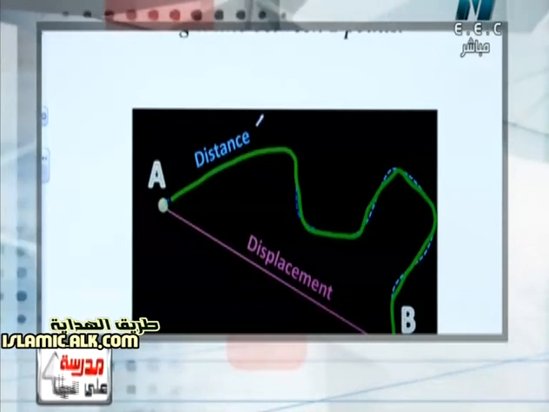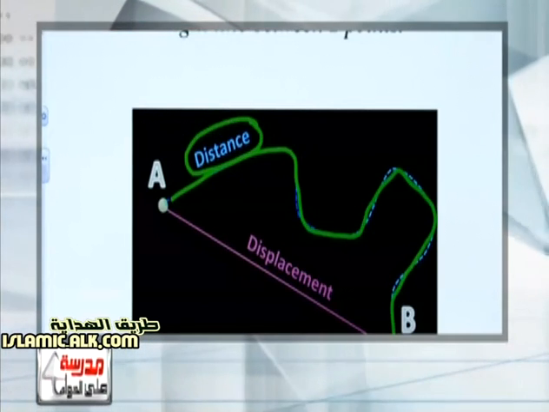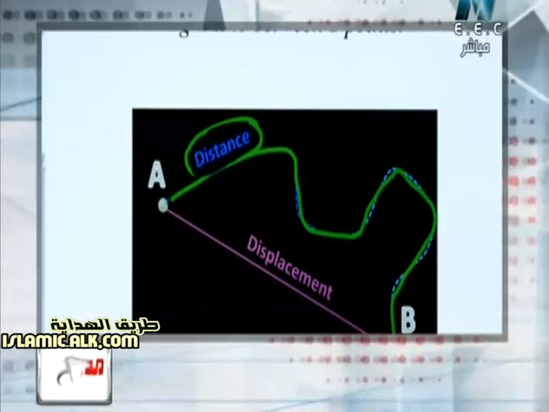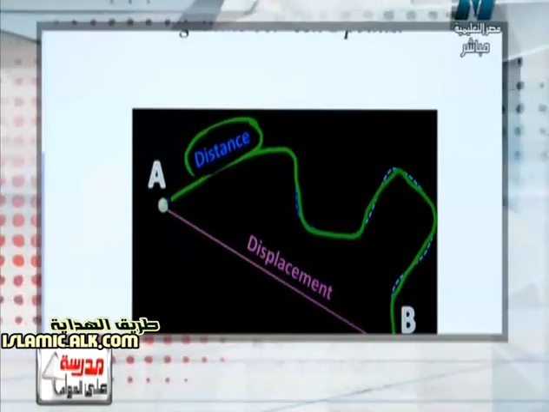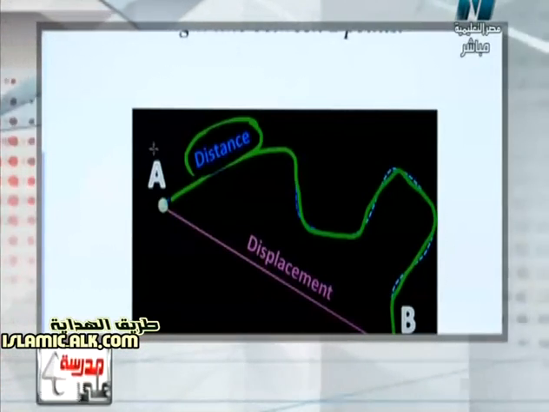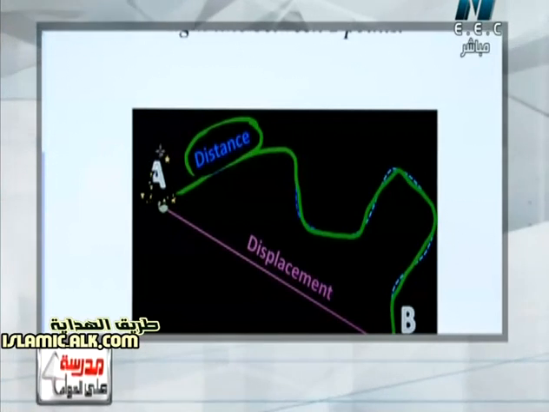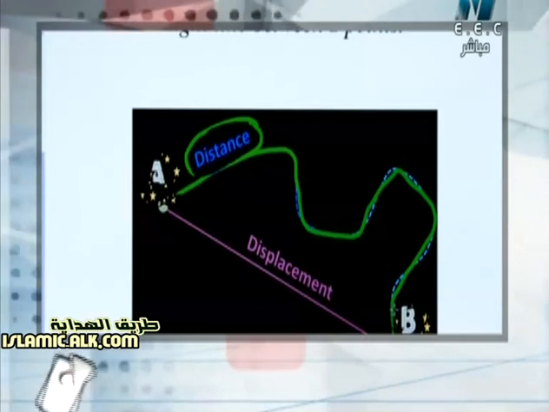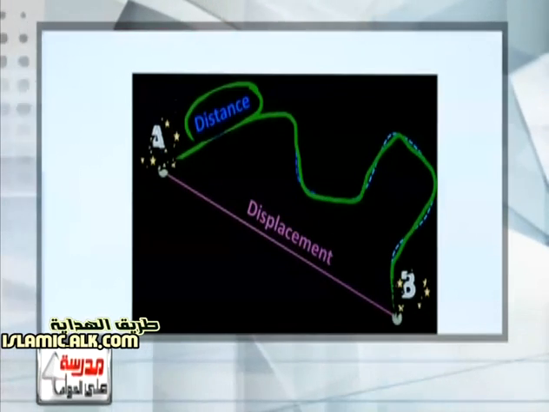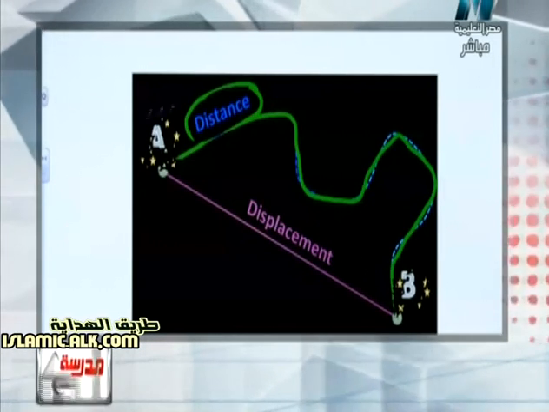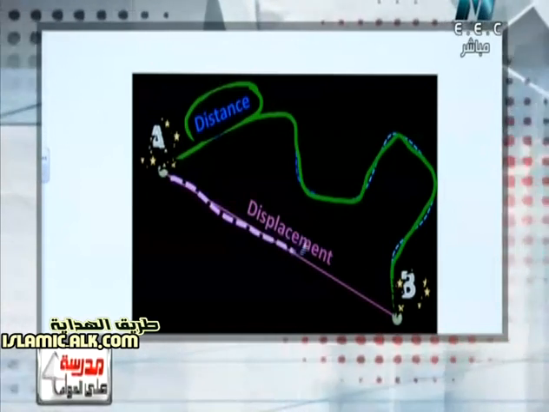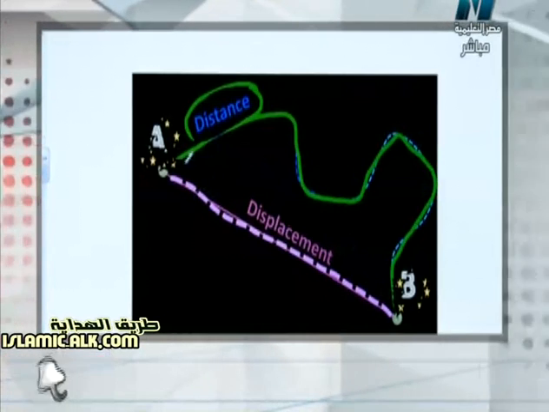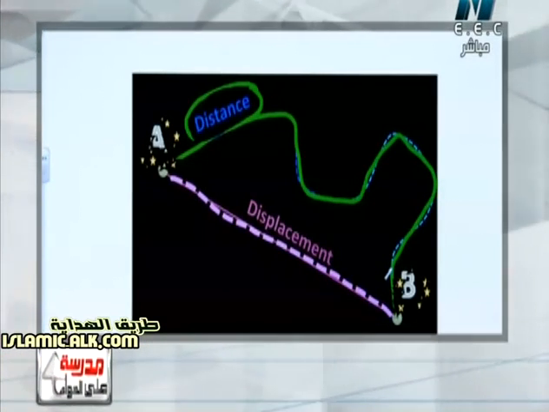So the actual length between the 2 points here, we have what? We have distance. So we identify distance as the actual length between the 2 points, the starting point and the ending point. Where is the starting point? Starting point is point A here. Where is the ending point? The ending point is B, the end of the trip. So displacement here is the shortest straight line between starting point and the ending point. This is the displacement, as you see. So here we know distance as the actual length between the 2 points, and displacement is the shortest straight line between 2 points, which means starting point and ending point.